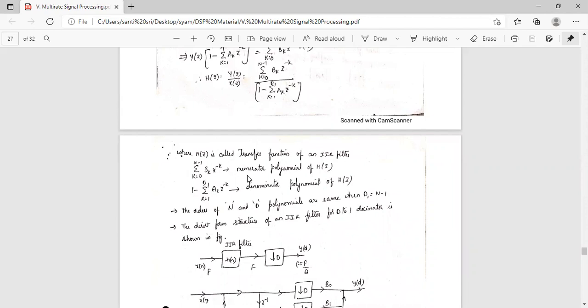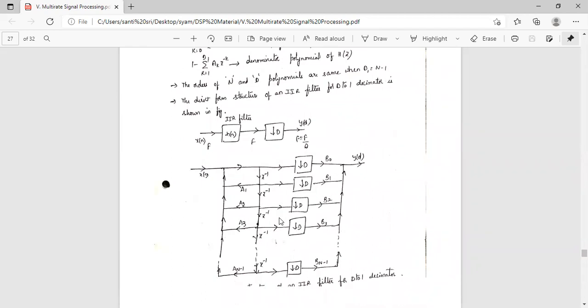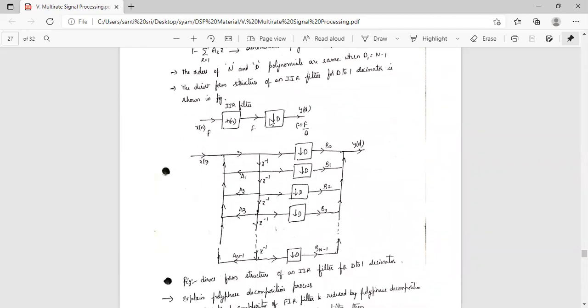Okay, the direct form structure of an IIR filter for D to 1 decimator is shown in the figure. So that is already discussed. So this is the basic structure. So from this we will draw this one.